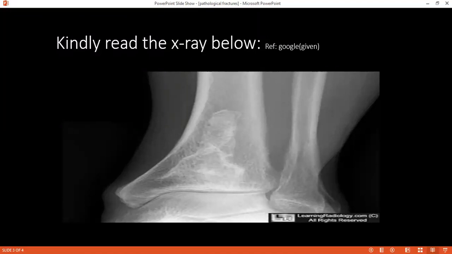If there is a hypodense lesion, how would that appear on X-ray? And what are the conditions which cause hypodense lesions? Hypodense lesions will be osteomyelitis, there will be a hypodense lesion, and in case of multiple myeloma, multiple myelomas show hypodense lesions, a hypodense shadow.